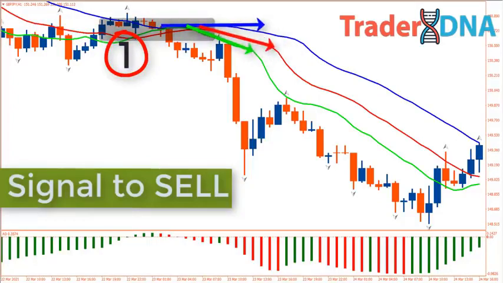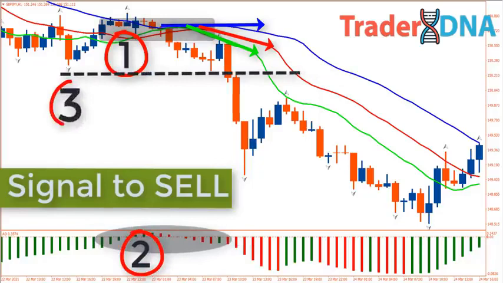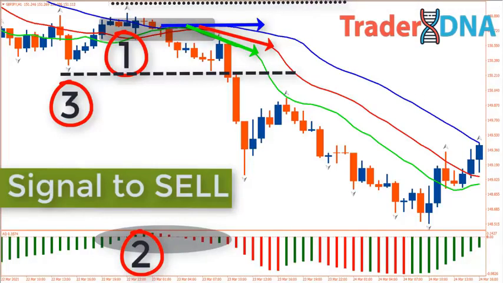Second, the histogram of the awesome oscillator starts declining from zero, its color is red. Third, the price breaks away the nearest local fractal lying below all three alligator lines. Initially, place the stop loss behind the level of the nearest opposite fractal, above the alligator lines.